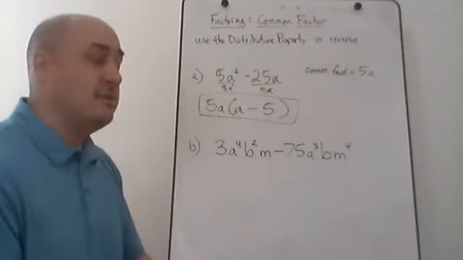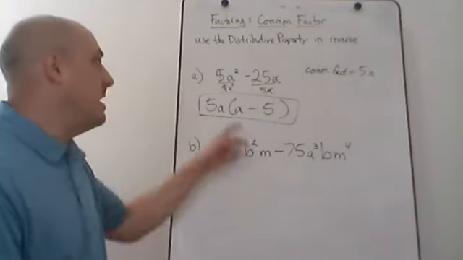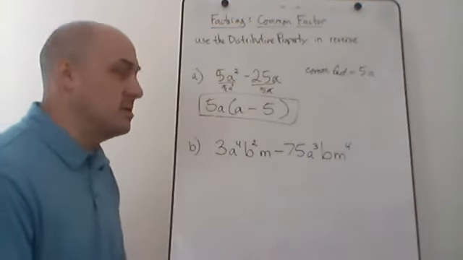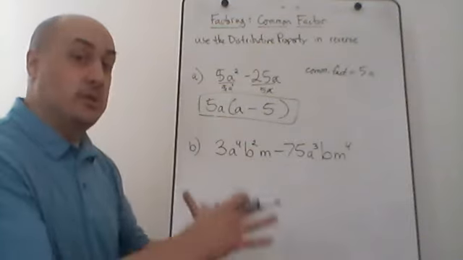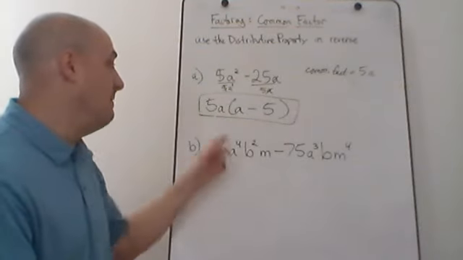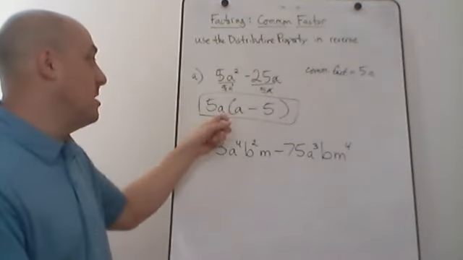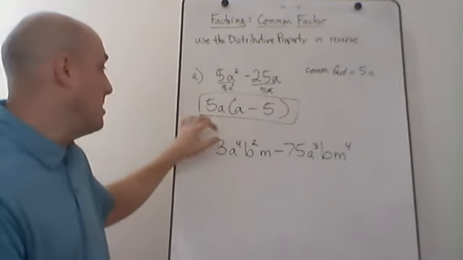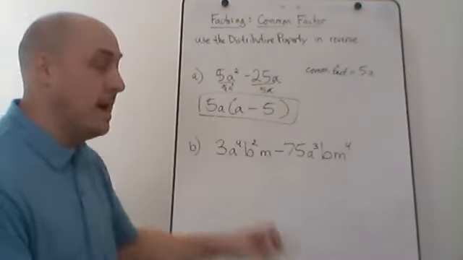Remember what factoring is? Factoring is taking an expression that involves addition or subtraction and turning it into an expression that involves multiplication. 5a times a minus 5. This subtraction expression is now written as a multiplication expression. The 5a is multiplying the a minus 5.